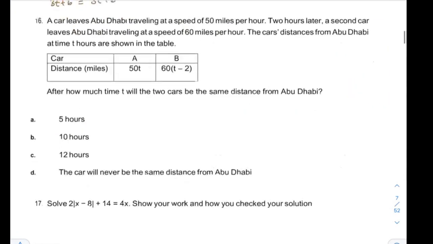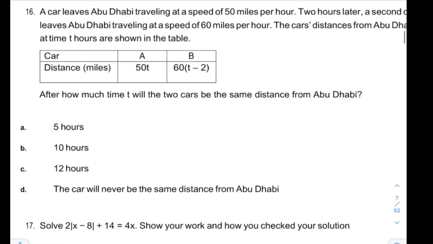A car leaves Abu Dhabi traveling at a speed of 50 miles per hour. 2 hours later, a second car leaves Abu Dhabi traveling at a speed of 60 miles per hour. The car's distance from Abu Dhabi at time t is shown in the table. Meaning it is easier for us to know that the time is less 2 hours. So we can now see after how much time t will the two cars be the same distance.